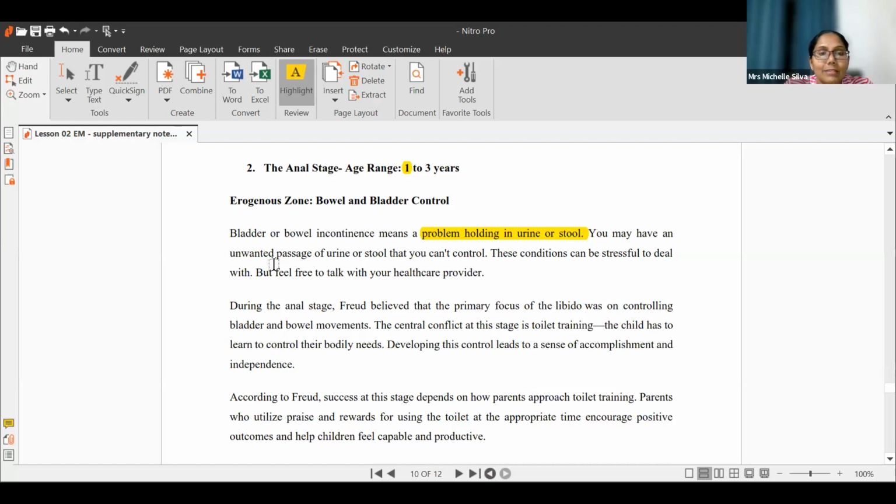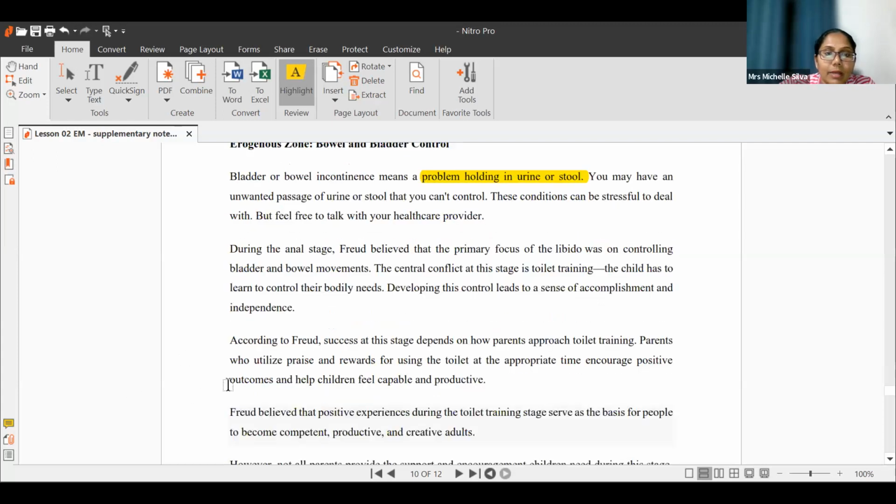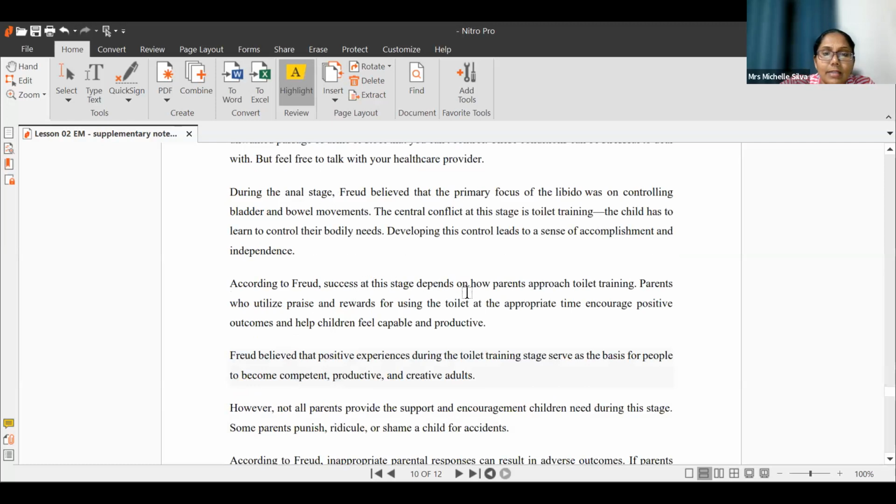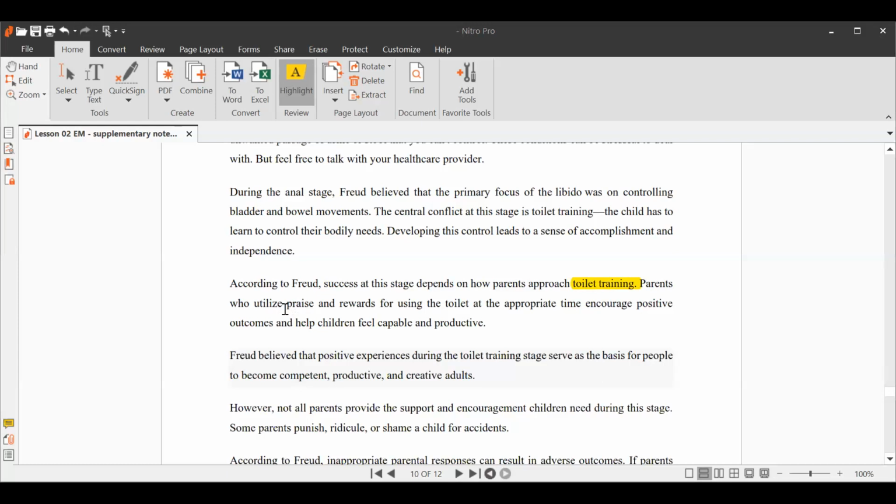During the anal stage, Sigmund Freud believed that the primary focus of the libido was on controlling bladder and bowel movements. According to Sigmund Freud, success at this stage depends on how parents approach toilet training. That's why I told you, you can teach toilet training. Parents can utilize praise and rewards for using the toilet, when children are properly sitting on the potty. So as parents, we should praise and reward for using the toilet.